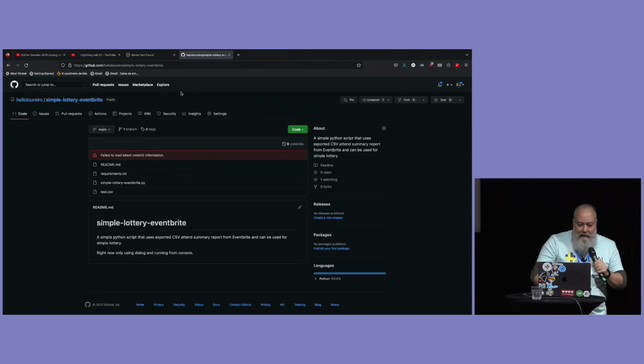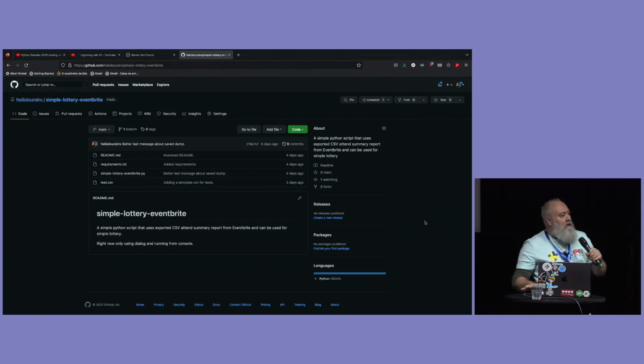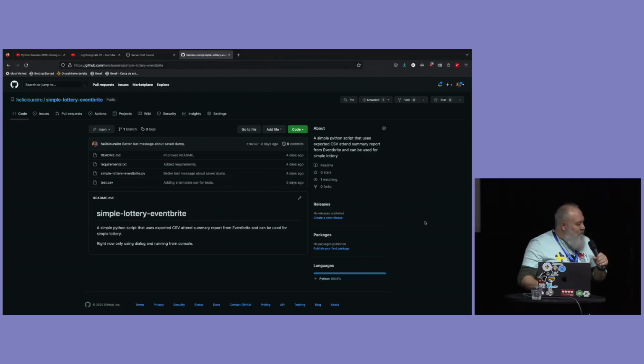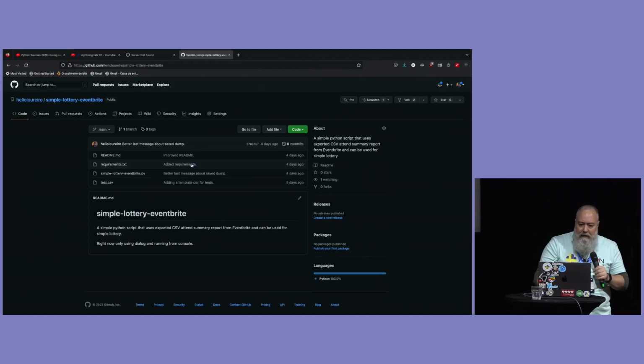So let me see if the lottery is loading properly. The rules for the lottery: it's going to generate a random name and hide the email from the person. And if the person is not in the room, they're not going to get the book, okay? The book is a Python book from one of our sponsors. I'm sorry, I didn't open that. I don't even know where it is right now.